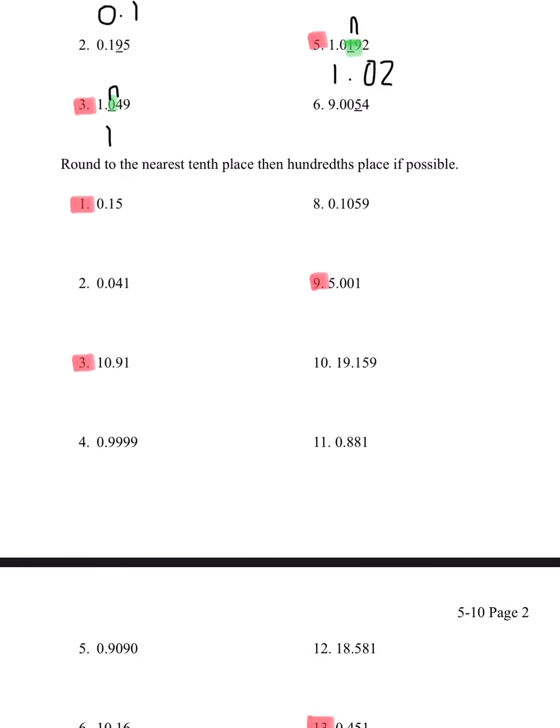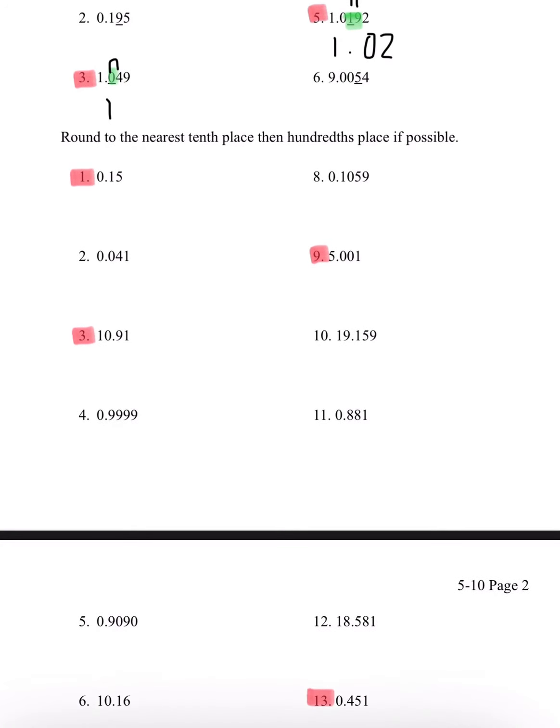Moving on, it tells us to round to the nearest 10th place, then hundredths place if possible. I'm going to be going over number 1, 3, 9, and 13. Number 1, it gives us the number 0.15. And we see here that it is not possible to round to the nearest hundredths place after, since there's no numbers behind 5, which is in the hundredths place. So we're only going to be rounding to the nearest 10th place.